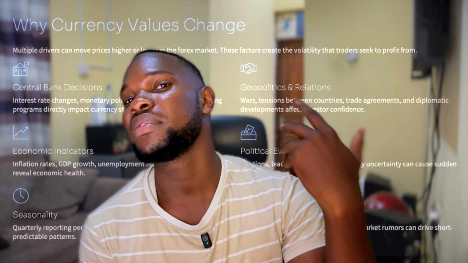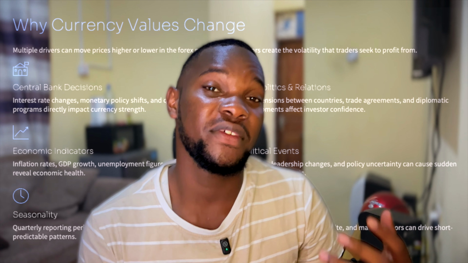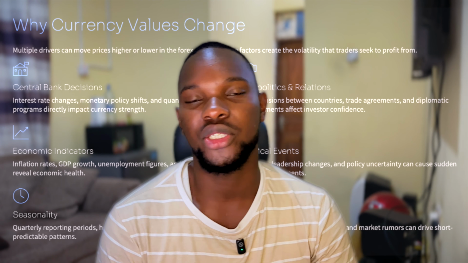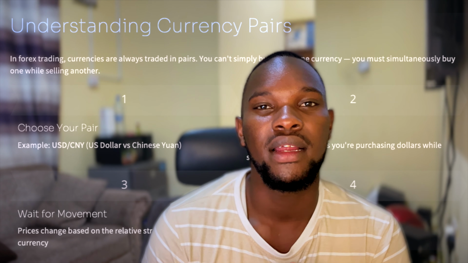Sentiment. Sometimes people buy just because of how they feel. If they're feeling good, they're more likely to buy into high beta currencies. And the opposite is true. Now here's the most important thing to understand. In the travel example, you exchange your dollars for the yuan. That's exactly how the Forex market works. But with one key detail.